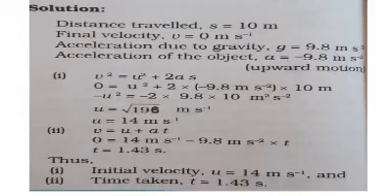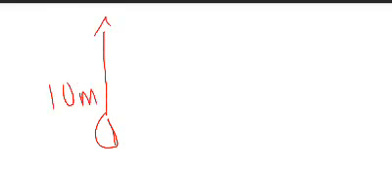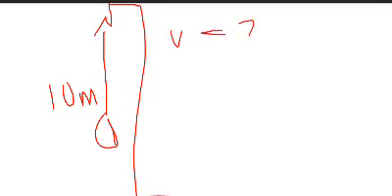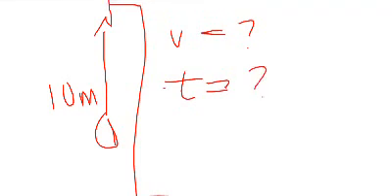Let us draw here. Consider it as an object. It is thrown to a height of 10 meter. It reaches its maximum and again it returns to the ground. Now we have to find what is the velocity and what is the time taken. Right, let us calculate it now.